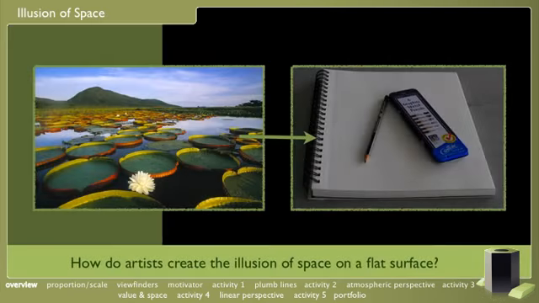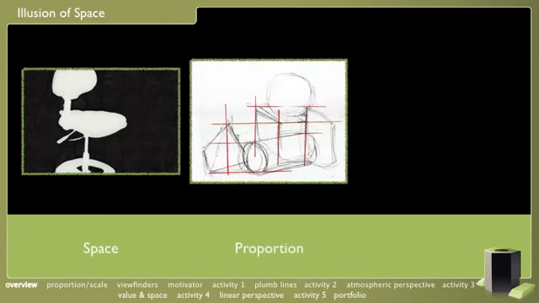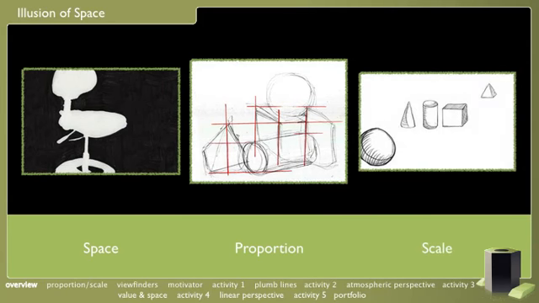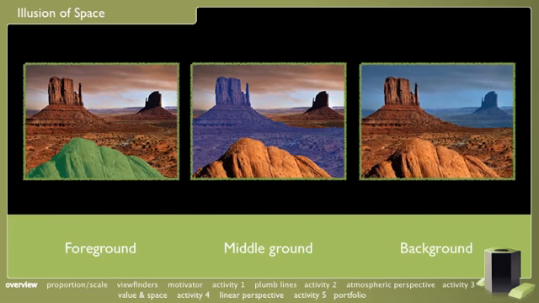How do artists create the illusion of space on a flat surface? This week, we will begin to talk about the element of space and give you some problem-solving skills to help you ensure that your subject matter shows good proportion and scale. You will be able to understand and explain foreground, middle ground, and background on a two-dimensional surface and use the knowledge gained in activities to complete projects, showing us how you can create the illusion of space.